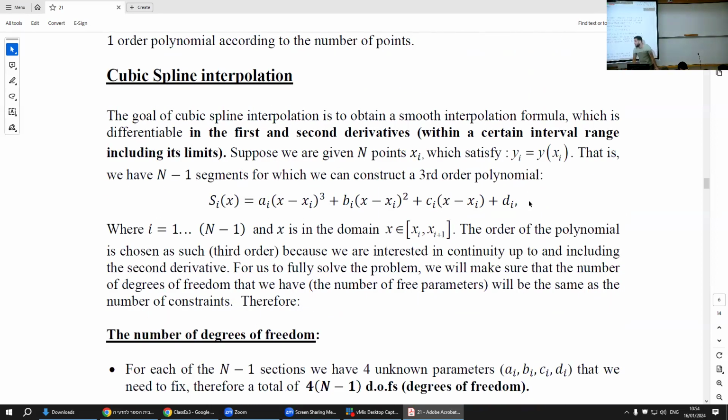So that's a way of interpolating. And the question to be asked: can we do better? Always we can do better. And now we'll talk about spline interpolation. We'll talk about the cubic spline. You can use more than cubic. Let's talk about it.